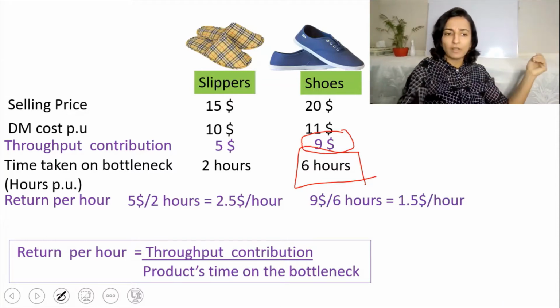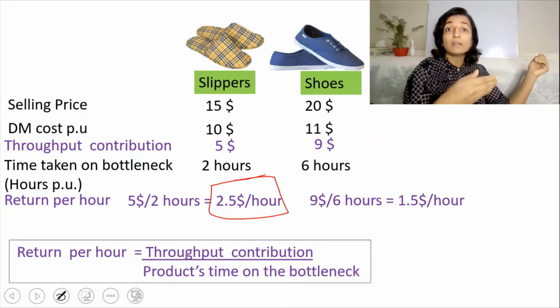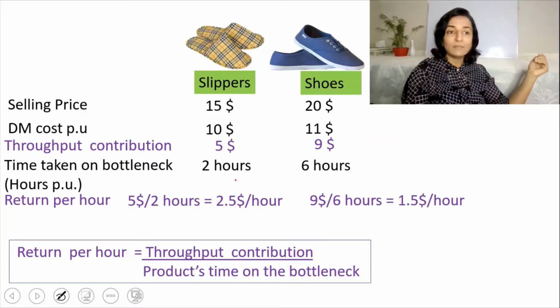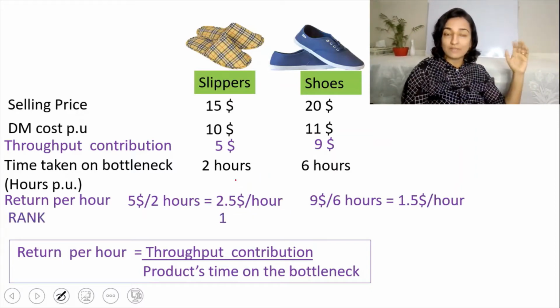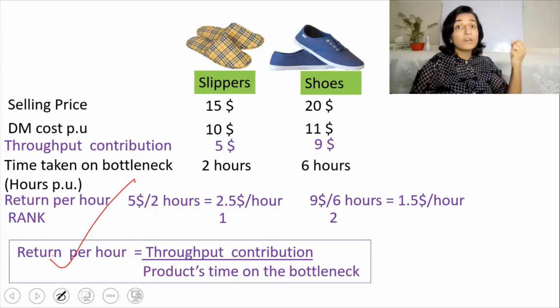So which is a better product? Obviously, it is the slipper, because it has a higher return per hour. So we will rank the products. Rank 1 goes to the slipper and rank 2 to the shoes. Now we have studied the return per hour, or the revenue side. Now we will go to the cost side.